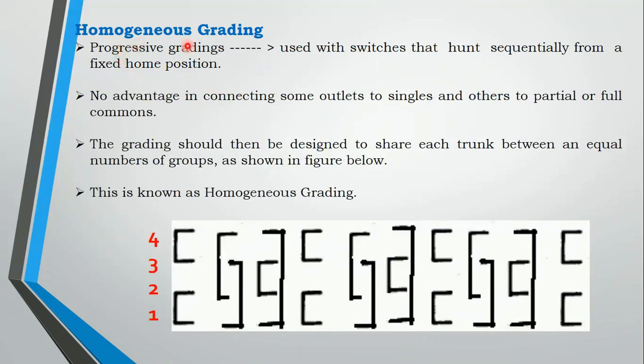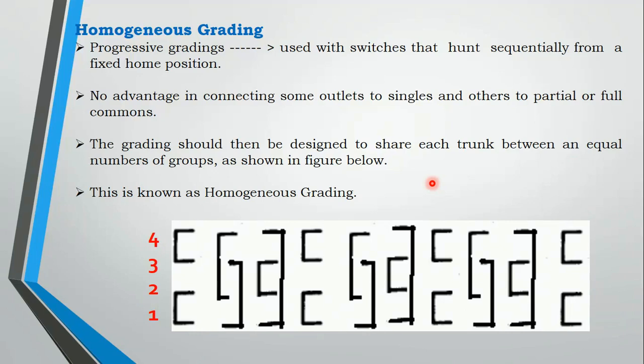Then we have the last one, homogeneous grading. Here they'll conclude even progressive grading. In progressive grading, it will hunt sequentially, that means from one to next, next to next, in a fixed position. So it won't be moving from one position to another position. So a connection like this has no more advantage with singles, because you need to increase the number of singles. If you go on increasing the number of singles, traffic goes on decreasing.